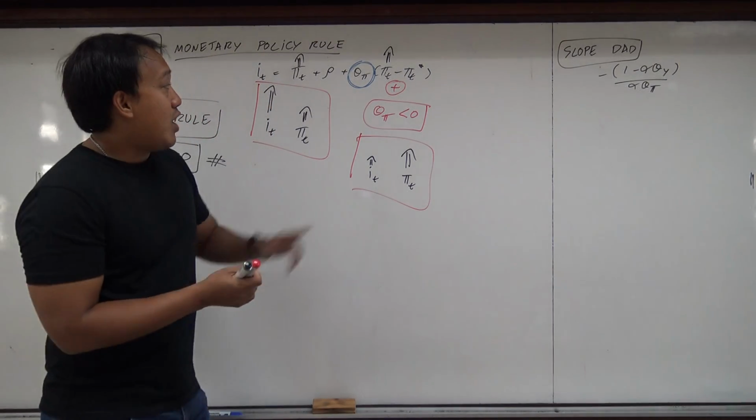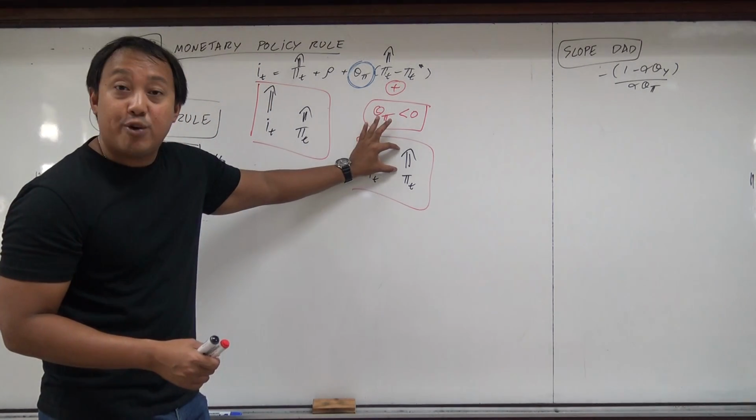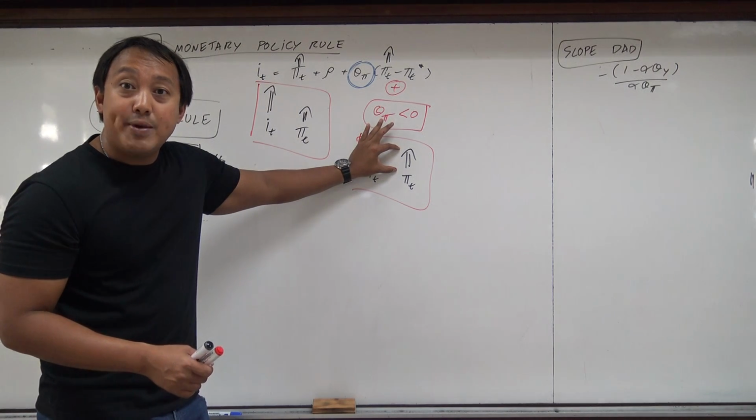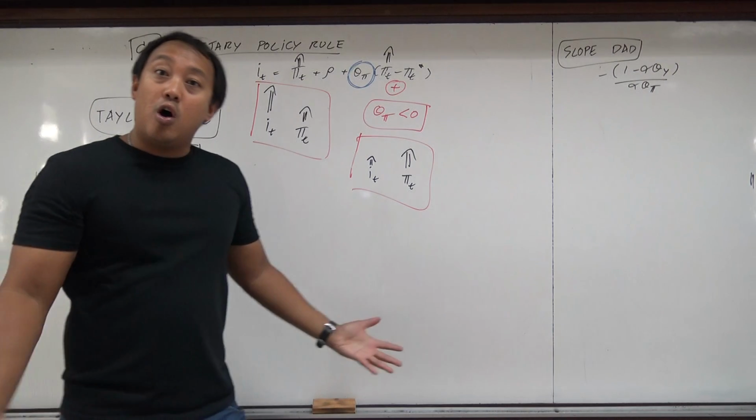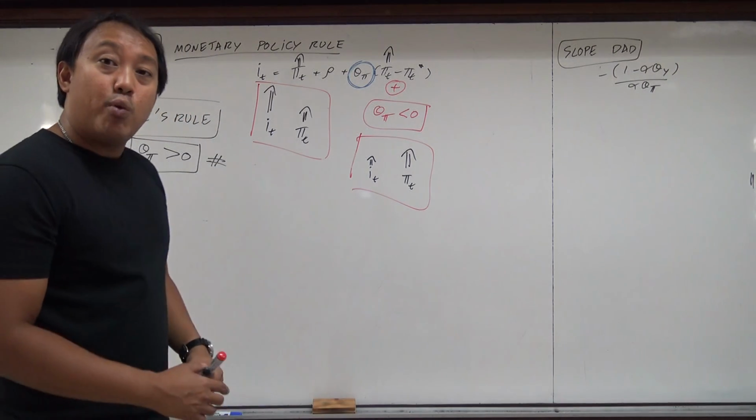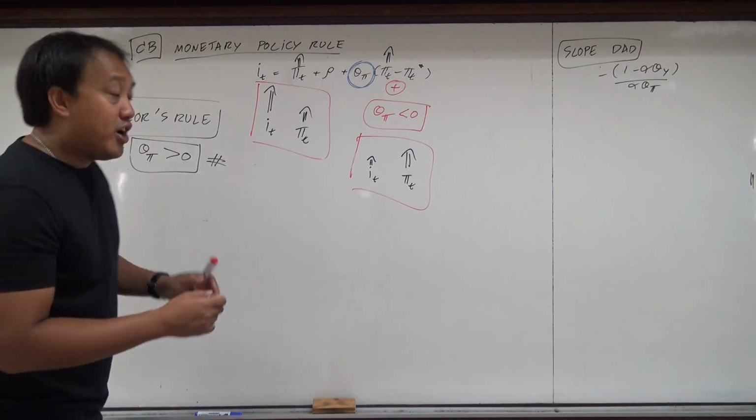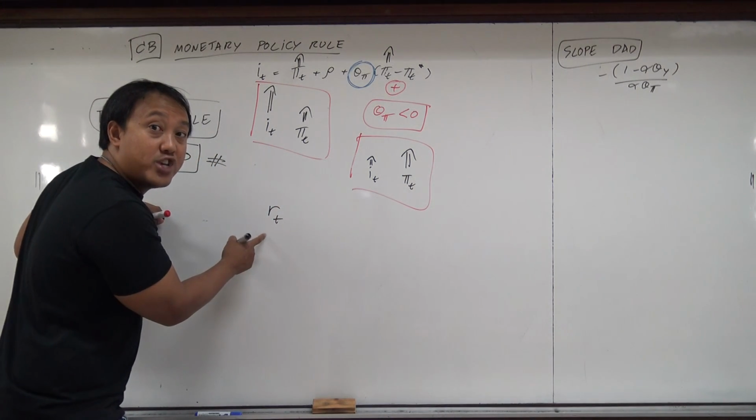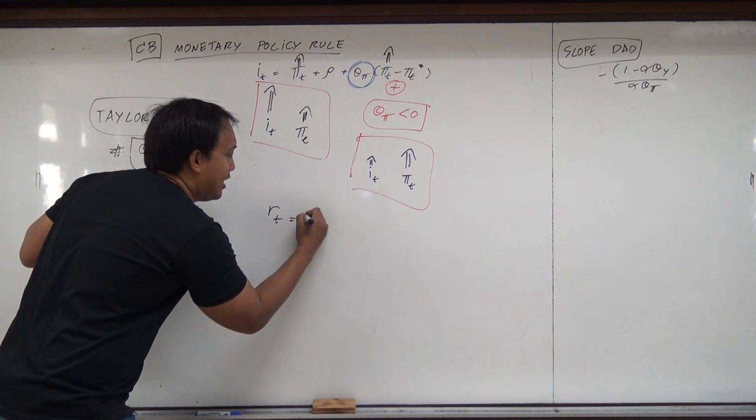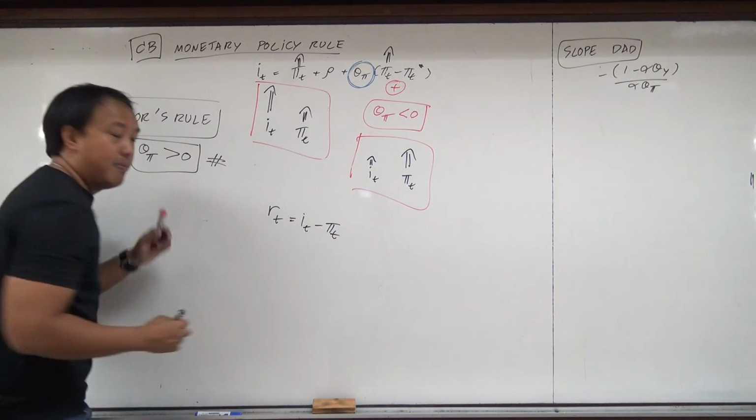If this one becomes negative, it means that inflation is increasing like this, however the nominal interest rate increases by less than that. So what problem are you going to have? If you come back to the real interest rate, the Fisher equation, the real interest rate is equal to i_t minus pi_t.